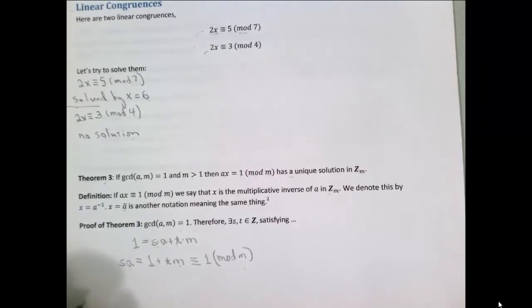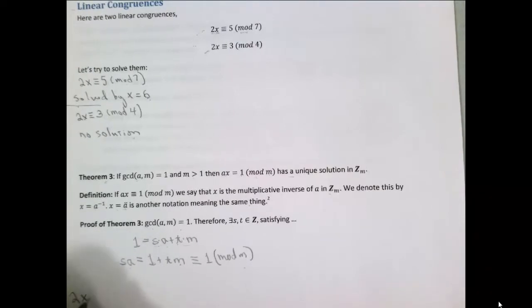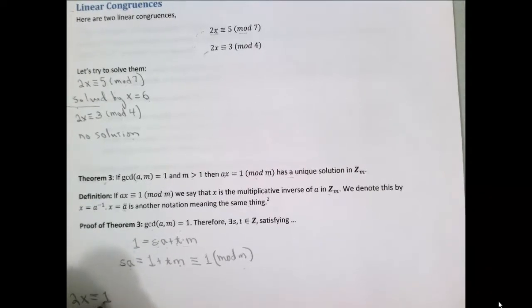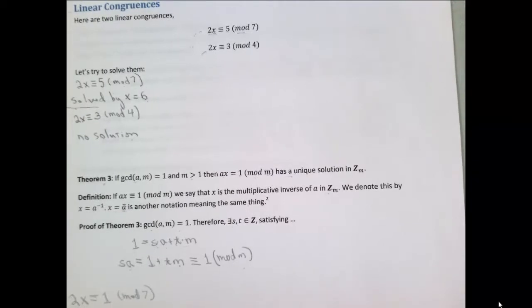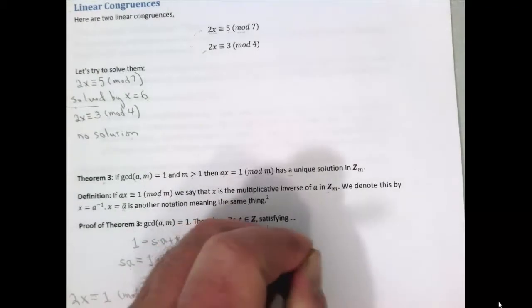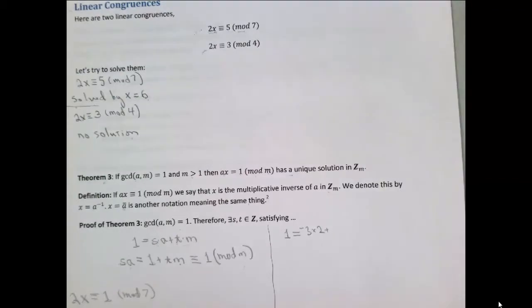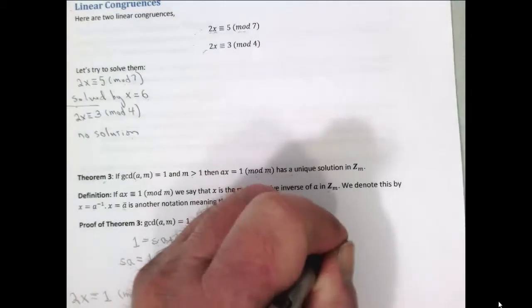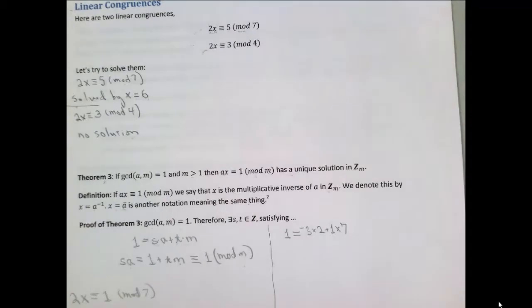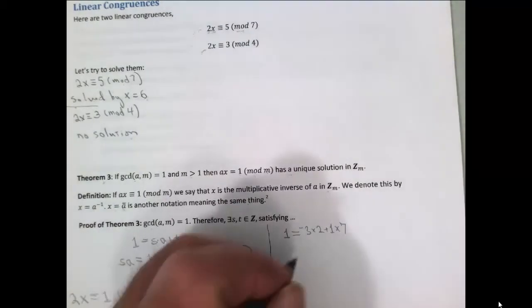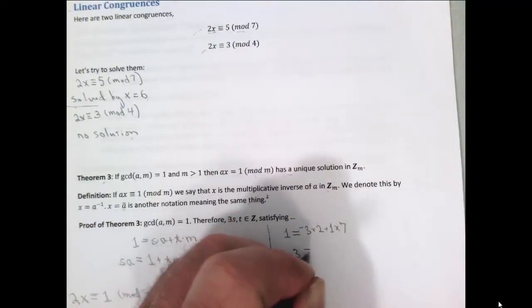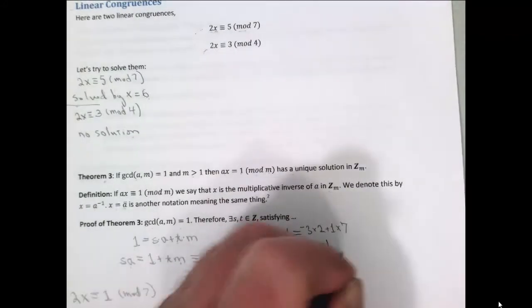Suppose that we were interested in solving 2x is congruent to 1 modulo 7. Well, all we need to do is to use the Euclidean algorithm to express 1 as a linear combination of 2 and 7. In this case, that's particularly easy, so we can skip the Euclidean algorithm and simply write down the answer. Minus 3 times 2 plus 1 times 7 is equal to 1, which tells us that minus 3 is an inverse of 2 modulo 7.